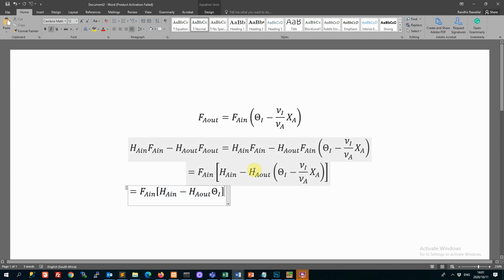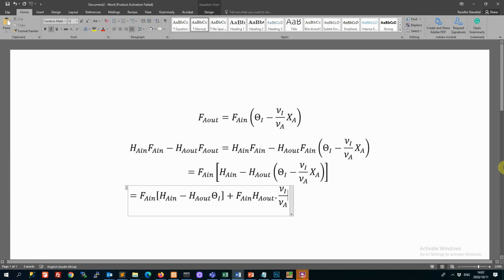So that minus multiplies with that minus, and you can say here plus F sub A in, and this is H sub A out, and in here is, well, it's just a factor, so I should say nu sub I over nu sub A, nu sub A x sub A. Right, so here we've got this part, F A in times this difference, and then plus this extra term here.